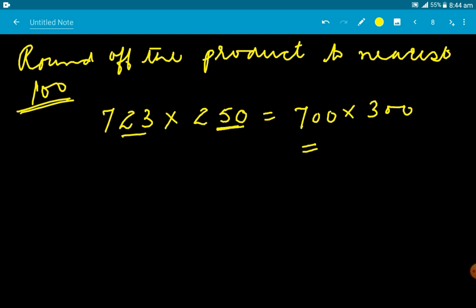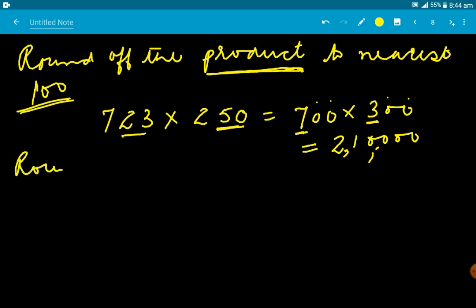We have done multiplication in previous classes many times. No long multiplication is required. Just 7 multiplied by 3 is 21. You have to multiply these two digits only and count the number of zeros: 1, 2, 3, 4. Now let us read this number in commas: 2,10,000. This was how to round off the product.